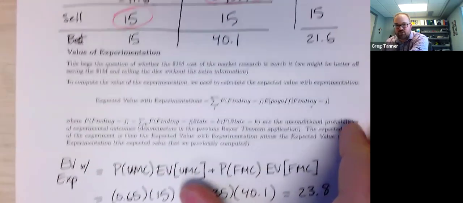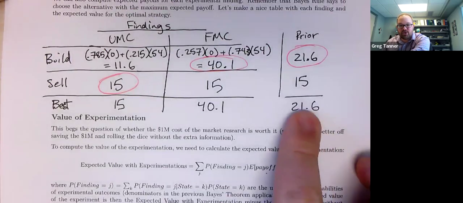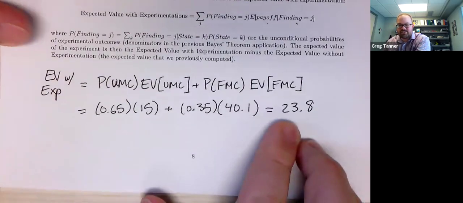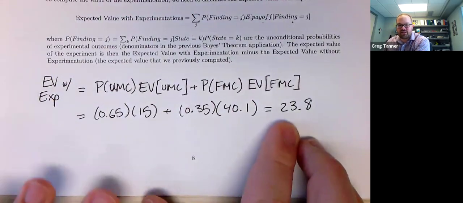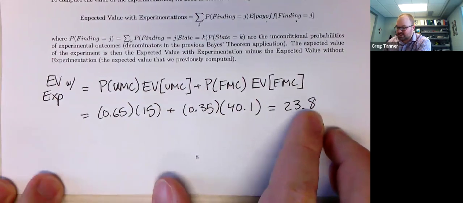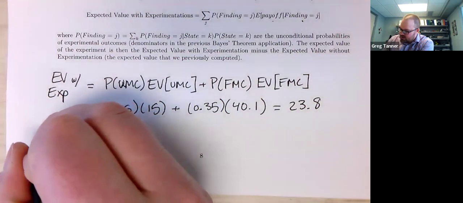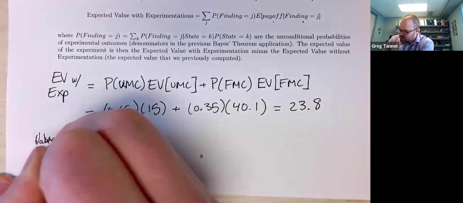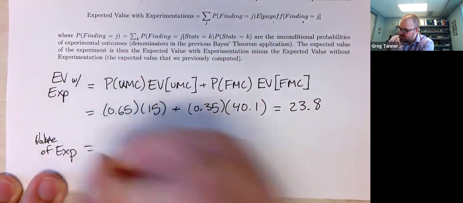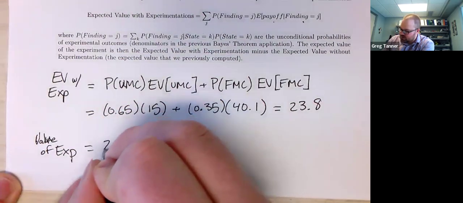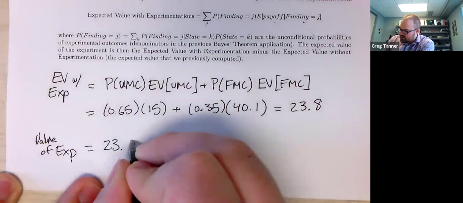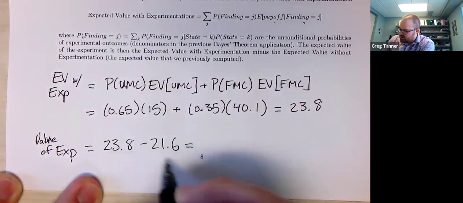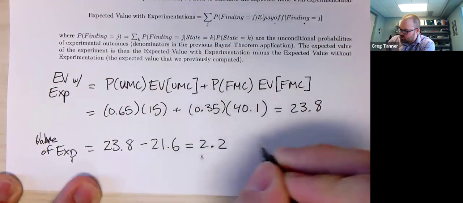Okay, so we should compare that back to our expected value without experimentation, which was about 21.6. With experimentation, we were able to boost our expected value up to 23.8. So the value of the experiment is going to be the difference between the two. And so in this case, it would be 23.8 minus 21.6, or about 2.2 million.